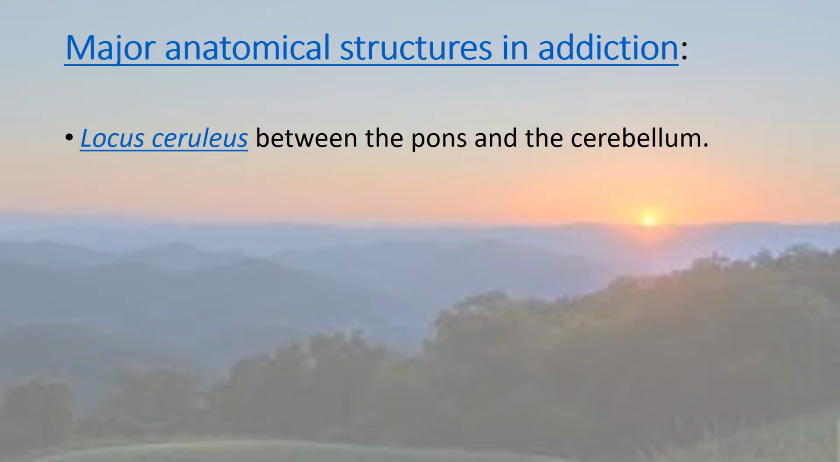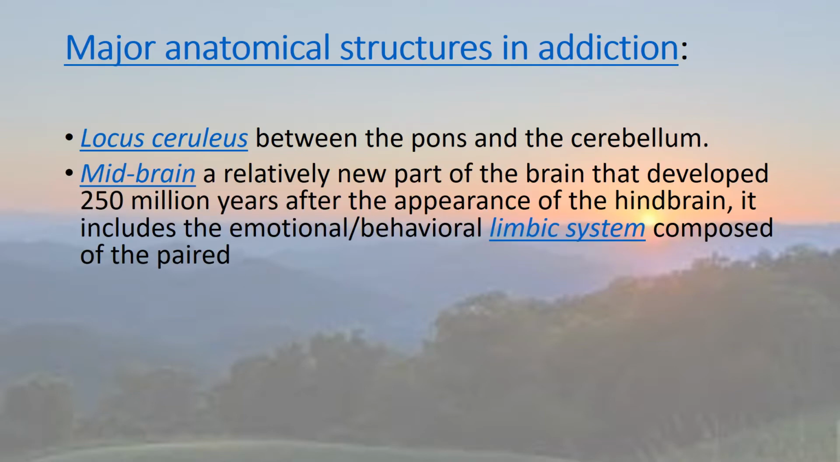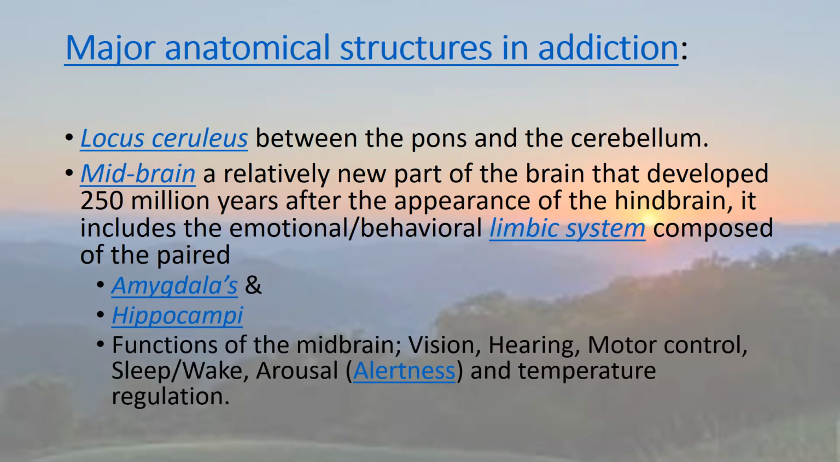The midbrain is a relatively new part of the brain, developed over the past 250 million years. That's new, after the appearance of the hindbrain, which preceded it. The midbrain includes the emotional and behavioral centers, the limbic system composed of the amygdala and hippocampi. They are on both sides of the brain. The functions of the midbrain: vision, hearing, motor control, sleep, wake, arousal, alertness, and temperature regulation.